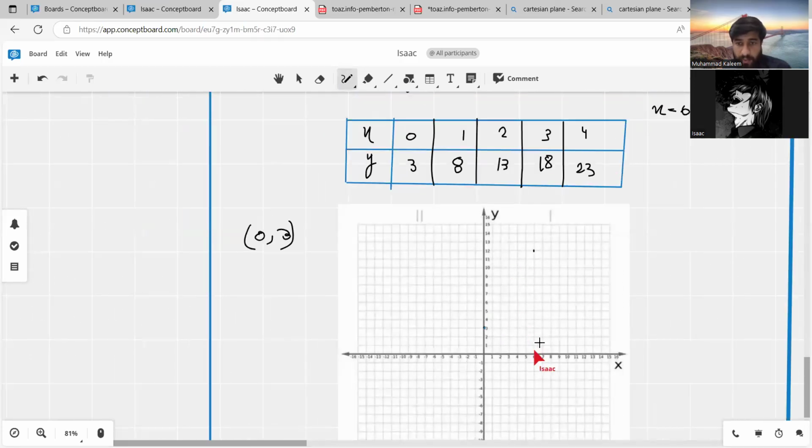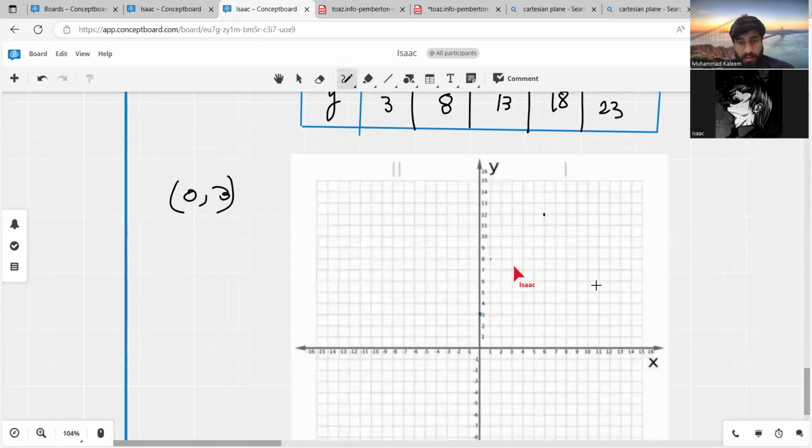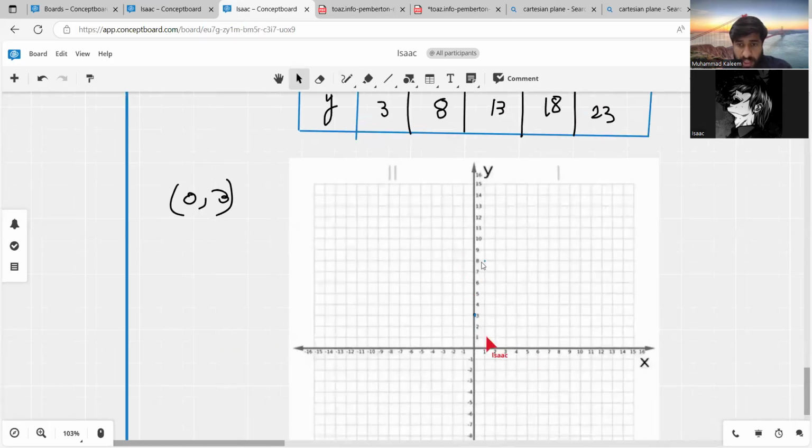And next, 1, 8. Okay, we need only 2 points, but to get more accuracy, we can mark 2, 13 like this. Yeah, this is the point. Just join them with a straight line. So that's all. This is the line, and you can see which kind of graph I get here.